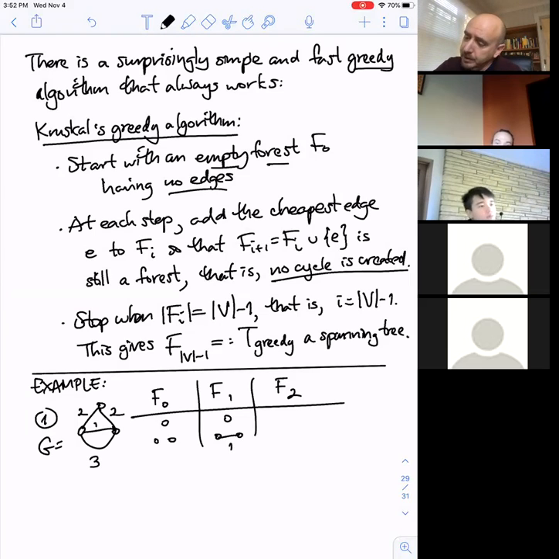And then F2 says, okay, I got this F1, let me add in one of these edges that I don't already have that doesn't create a cycle, and that's cheapest with that property. I could take this one, or I could take this one. So it's not unique, but that's okay, just pick one.